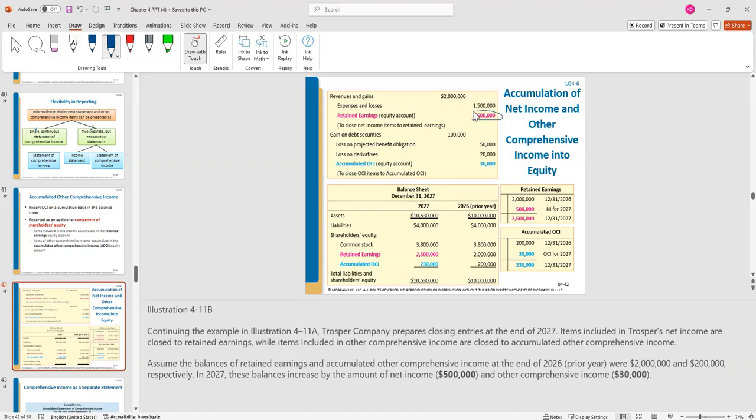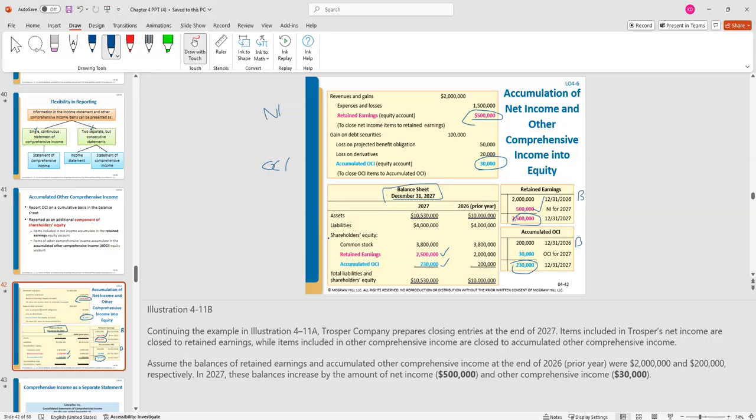Imagine that we had an increase in retained earnings, right? So functionally, our net income was 500 for the period. Functionally, our OCI was 30, right? For our retained earnings, our beginning plus our net income gives us 2.5. For our accumulated OCI, the beginning is 200 plus our OCI for the period, 30. These are like those piggy banks, 1 and 2, on the balance sheet in the stockholders' equity section.